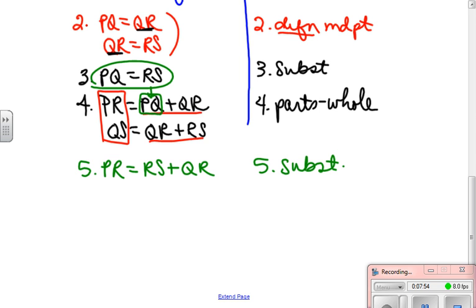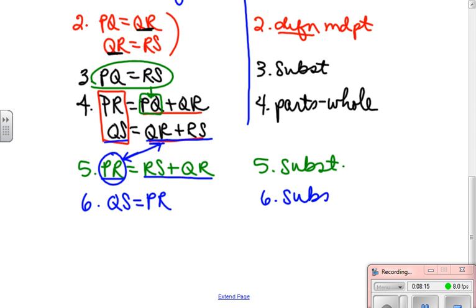And now, if RS plus QR is the same as PR, and RS plus QR is the same as QS, I can replace this with that, and I can say that QS is equal to PR by substitution.